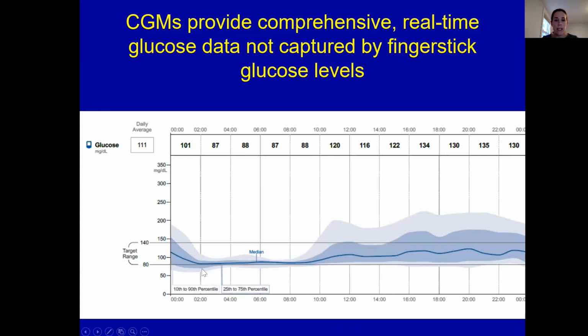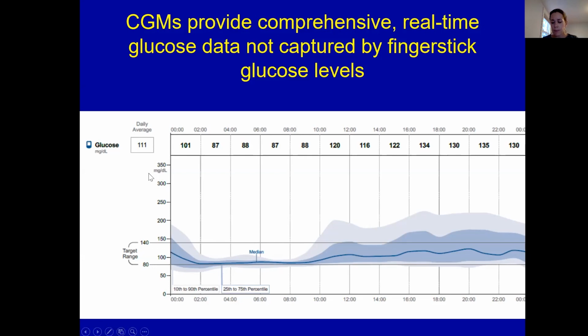And this is an example here of some of just the comprehensive data that we get from a CGM device. And so this shows the average blood sugar over 14 days together over the course of midnight to midnight on a single report. It gives us the median blood sugar, which, as you can see here for this patient, is well controlled in the middle of the target range with an average blood sugar of 111 over the course of the day.